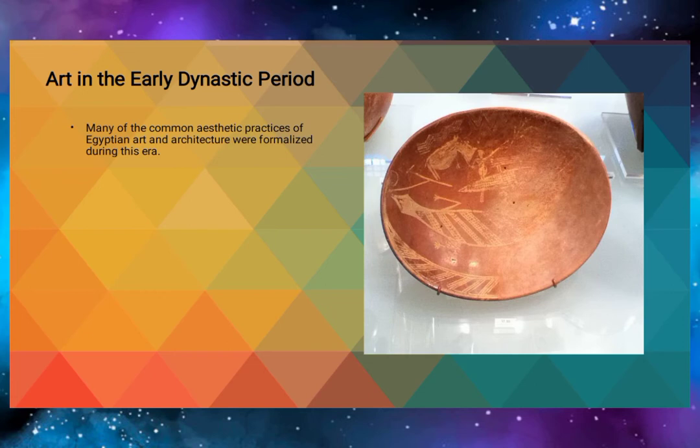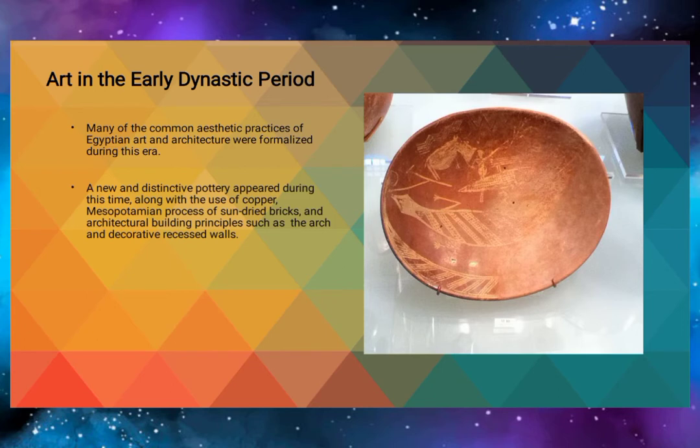Many of the common aesthetic practices of Egyptian art and architecture were formalized during this era. So it was during this era as Egyptian society grew and advanced rapidly toward refined civilization. Much of Egyptian art revolved around the theme of permanence, from large architectural structures to writing and imagery of the afterlife. Most of the artists endeavored to preserve everything from the present as clearly and permanently as possible.